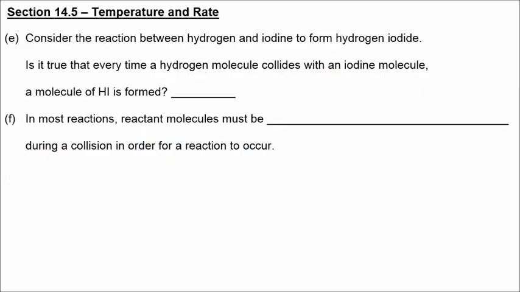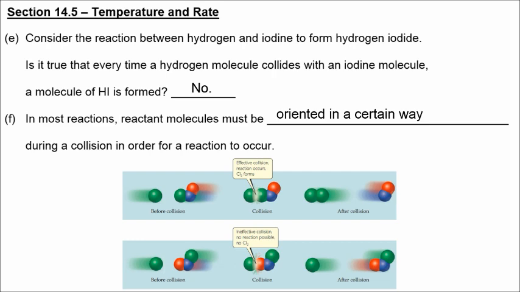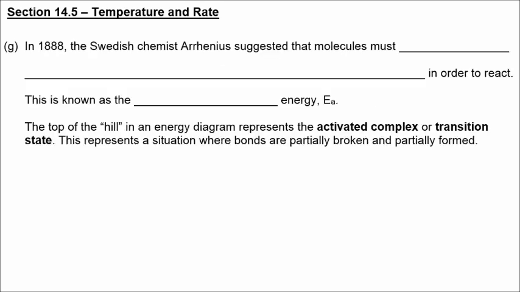If we look at hydrogen and iodine, is it true that every single time a hydrogen molecule collides with an iodine molecule, you get a molecule of HI? No. In most reactions, the reactant molecules must be oriented in a certain way during a collision in order for a reaction to occur. And you can see that in this example. So when the chlorine molecule is your product, the two chlorine atoms have to collide and be lined up in the proper orientation. If a chlorine atom collides with an oxygen, the molecules just bounce off each other because they're not oriented in the proper way.